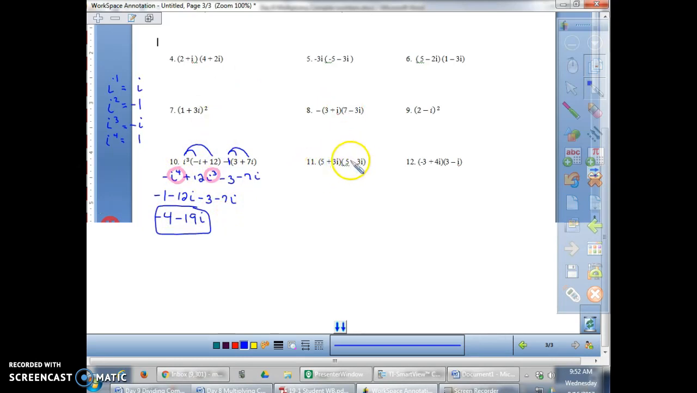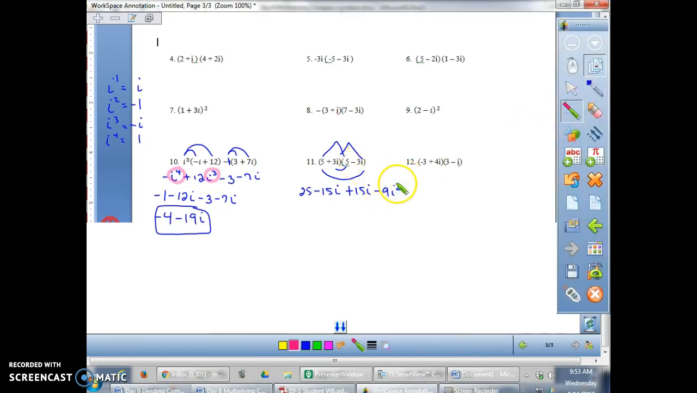And multiplying, I'll do one of these because it's a little bit more involved, and you did it yesterday. Remember I taught you first, outer, inner, and last, but you can choose to do it using the little grid method or the distributing method. So 5 times 5 is 25. My outer term is a minus 15i. My inner term is a plus 15i. So I see those are going to cancel. My last term is a positive times a negative, making it negative. And then 3i times 3i is 9i squared.